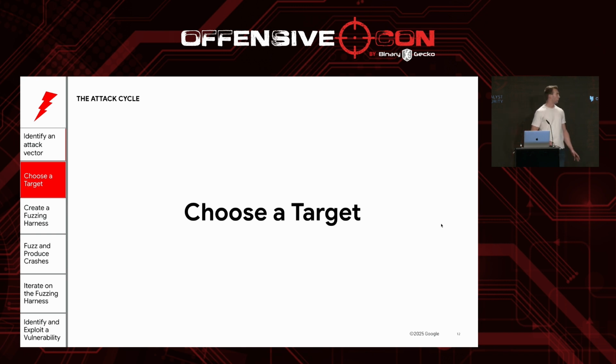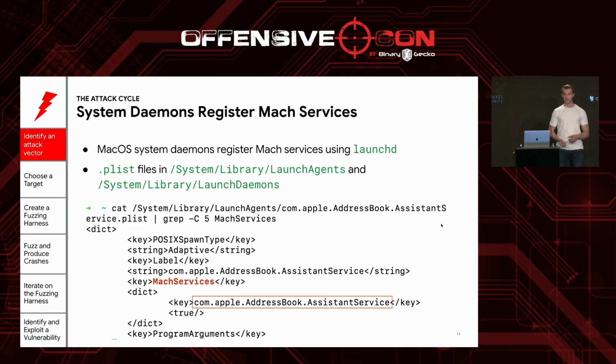Cool. So I wanted to look at Mach messages here. They're the lowest form of IPC on macOS. The next step was to identify a target, a place where these Mach messages were actually being ingested and where I could send fuzz input.